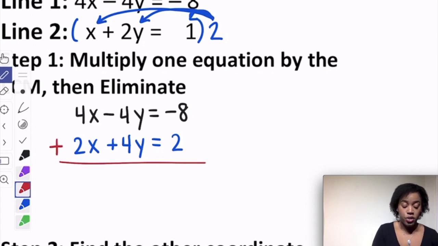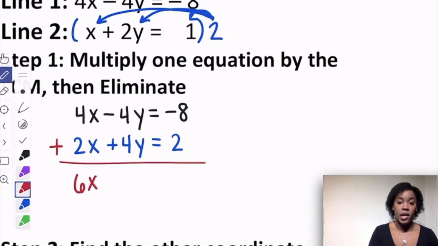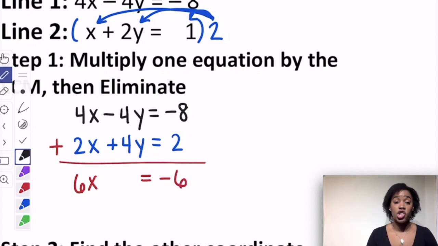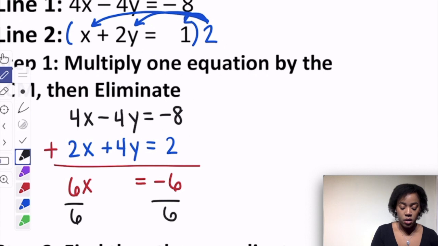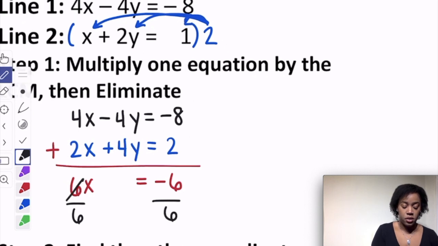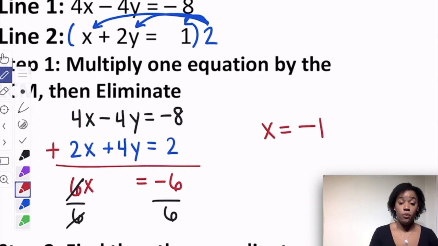Combining like terms, we have 4x plus 2x, which is 6x. Negative 4y plus 4y is 0y, or just 0, and I don't have to write that. Then negative 8 plus 2 is negative 6. So we have an equation in one variable. Now we're going to solve this equation for x. We divide both sides by 6 to isolate x, and we get x equals negative 1.